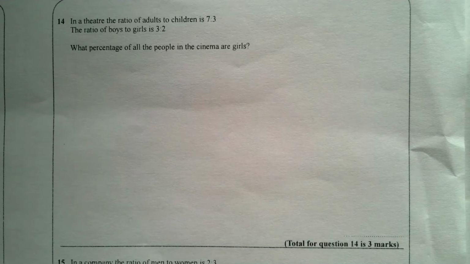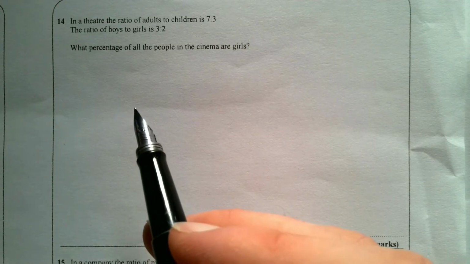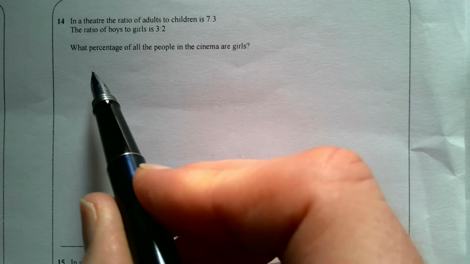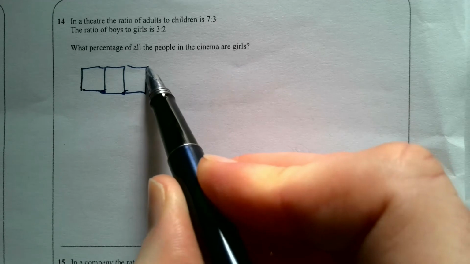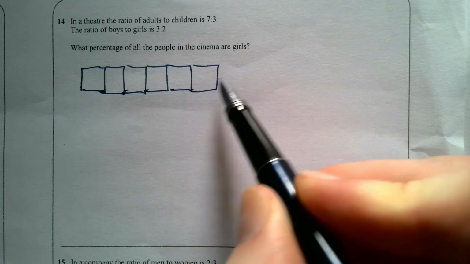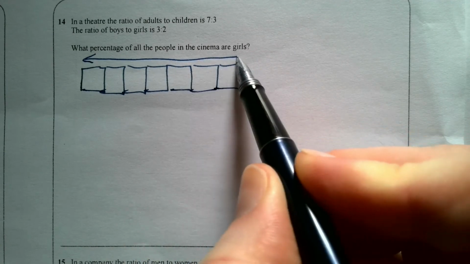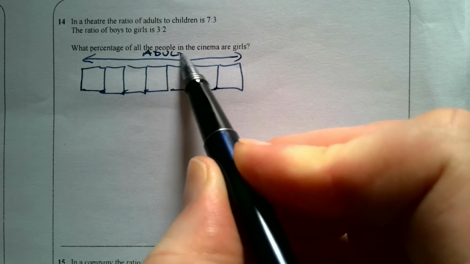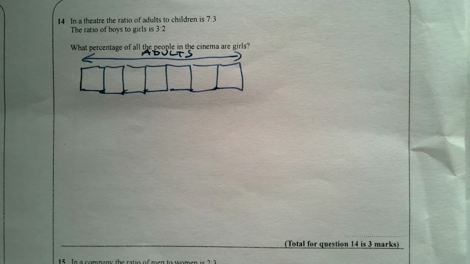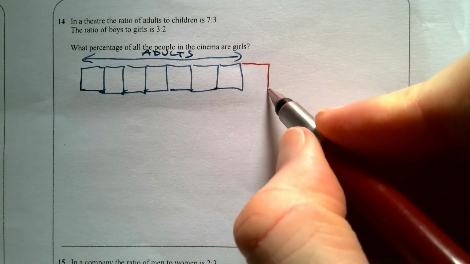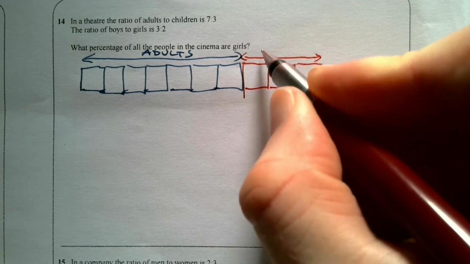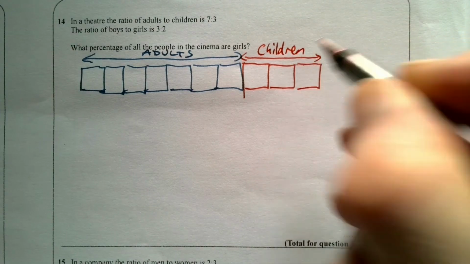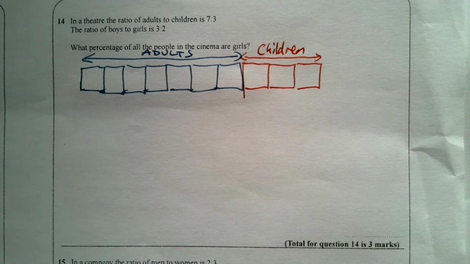So we know the adults to children is 7 to 3. So 1, 2, 3, 4, 5, 6, 7 are adults. And I'm going to use red for children just to make it clear, but they mean the same amount, they're just a different colour to show they're the different sort of type of person. Well, all children will become adults, although some say that adults never grow up. Anyway, we've got our 7 to 3 there.